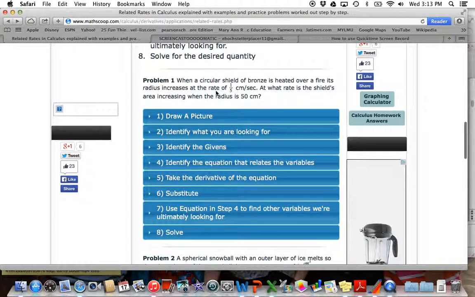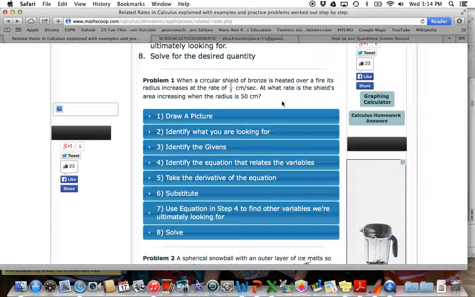When a circular shield, so think about that shape, a circular shield, what does that mean? Of bronze. Now, is bronze important for us? Probably not. Is heated over a fire, its radius increases. So think about, what is radius? What does that mean? At a rate of 1/5 centimeters per second. So there's your change in centimeters per time, per second. At what rate is this shield's area increasing when the radius is 50 centimeters?